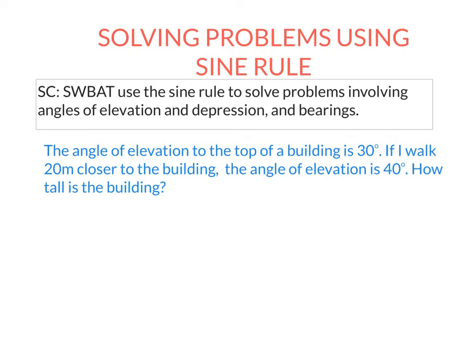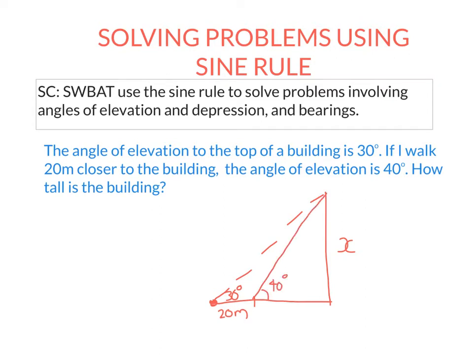So what we're after is the height of a building. So let's put building here and call that x. So the angle of elevation is 30 degrees. So we'll just make this into a right angled triangle as we've done before. This angle is 30 degrees. Now, so that's from that point there. If I walk 20 meters closer to the building, so let's say about here, the angle of elevation is now 40 degrees. So I'll draw that there. So I want to find the height of the building.